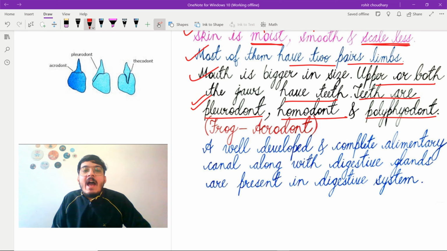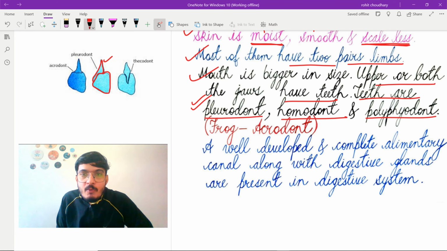Pleurodont means having no roots and the teeth are being fused by the lateral side only to the inner surface of the jawbone. As we can see, this is the teeth which is attached to the lateral side, and this is the jawbone shown. Alright, this is the pleurodont teeth. Or simply we can say the teeth which are present on the lateral side of the jawbone.